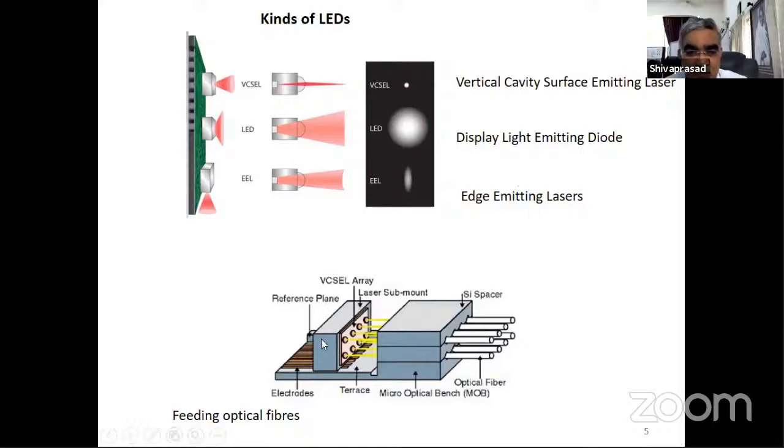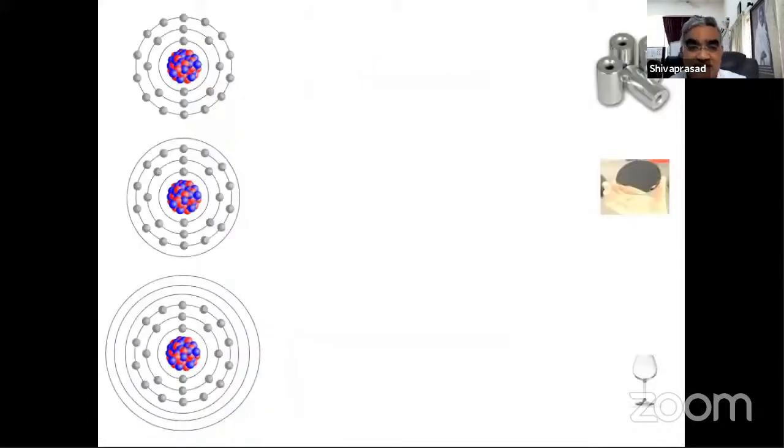And see here, you use a VCSEL here in this box, and then you create that light, whichever wavelength you want, and then put it into this fiber optics. You know, fiber optics is a very thin wire of glass, and you can put not only one wavelength, you can put many wavelengths inside that optical fiber, which it carries, right? So this is how communication takes place.